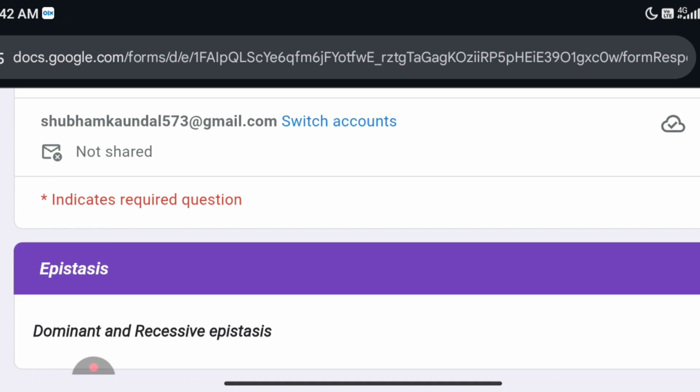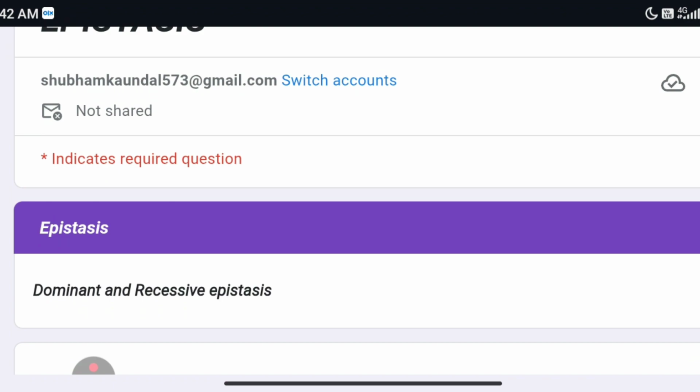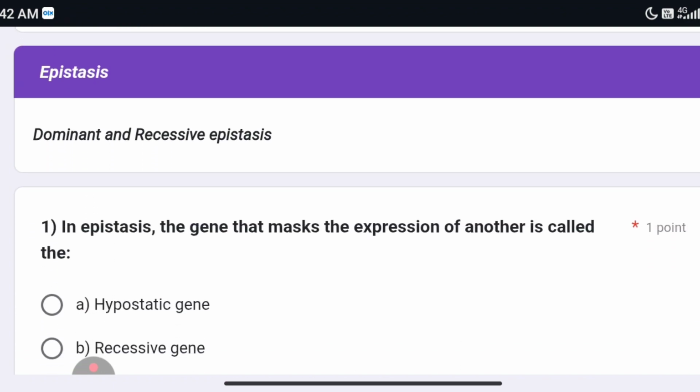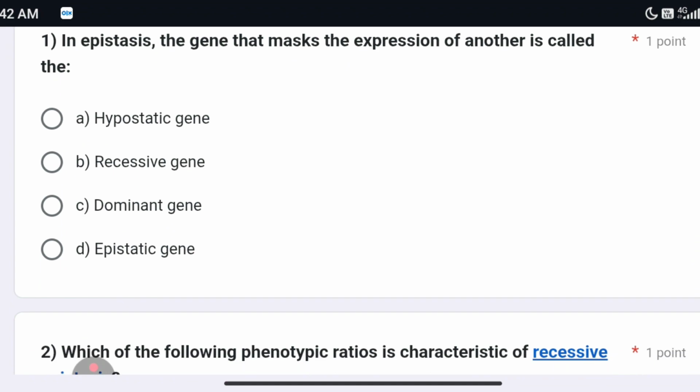So here, Shubham has prepared this Google form on the topic dominant and recessive epistasis. So the first question for this test is, in epistasis, the gene that masks the expression of another is called, the options are hypostatic gene, recessive gene, dominant gene or epistatic gene. The answer is epistatic gene.